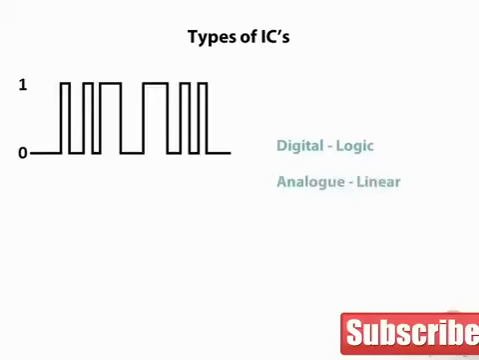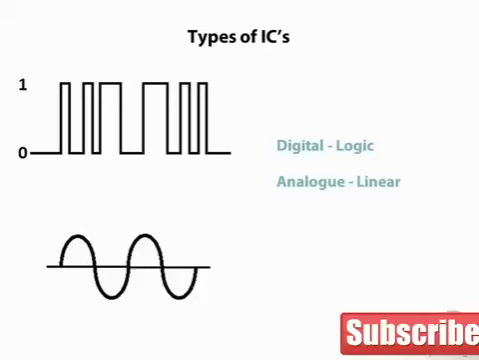The next category is analog. Analog ICs accept modulating signals and process them accordingly. The output signal is a mathematical function of the input signal. Analog ICs are also therefore referred to as linear.